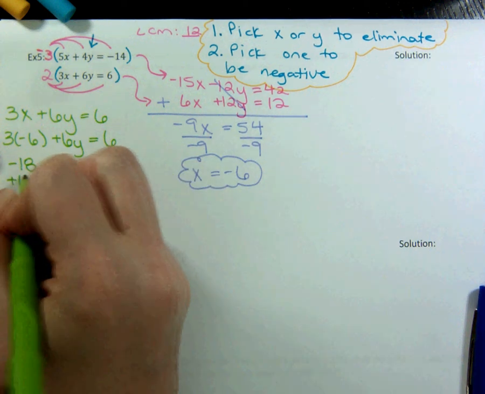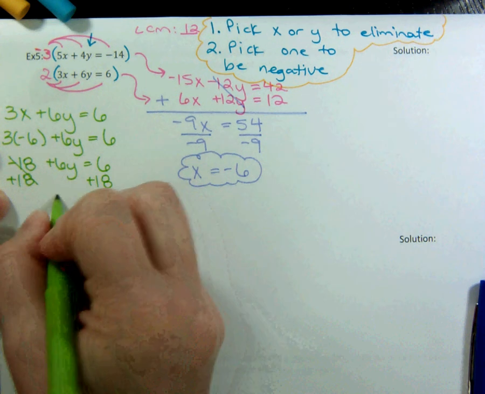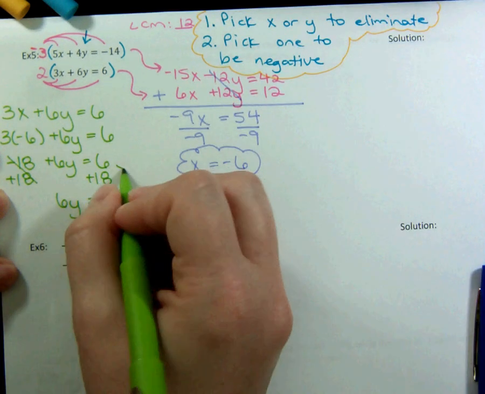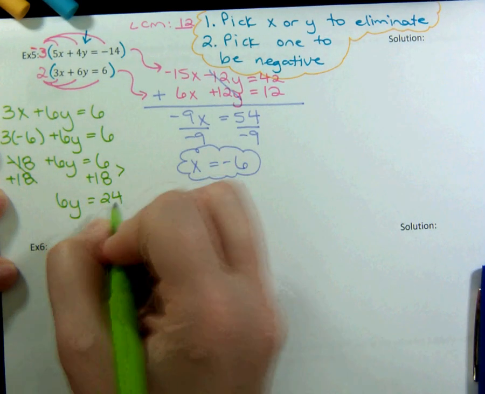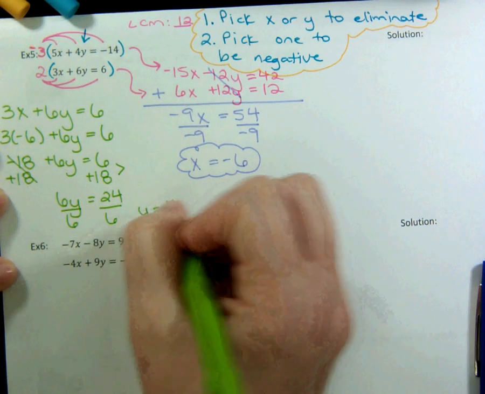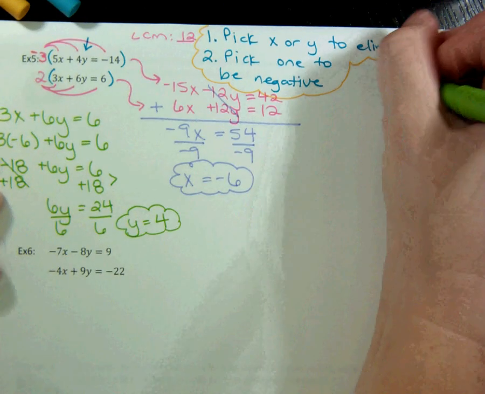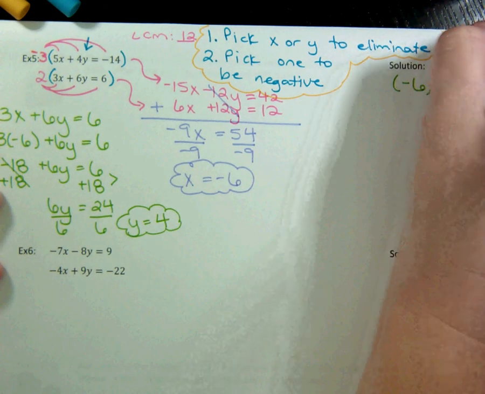Then I'm going to add 18 to both sides. Eliminates that. 6y equals 6 plus 18 is 24. Divide by 6 and I get y equals 4. So now I have both of my answers, and I state my solution as negative 6, 4.